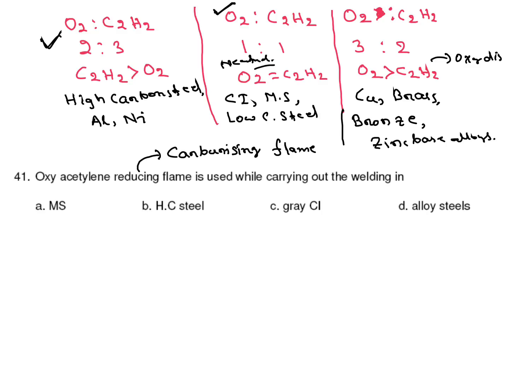And examples of which materials we use for welding with each flame are also very important. Carburizing flame we use for high carbon steel, aluminum and nickel, and neutral flame we use for cast iron, mild steel, low carbon steel. And oxidizing flame we use for copper, brass, bronze and zinc based alloys. This one was already asked in an ISRO paper. So from our options, reducing flame or carburizing flame we use for high carbon steel. B is our answer. And mild steel and grey cast iron are both neutral flame.